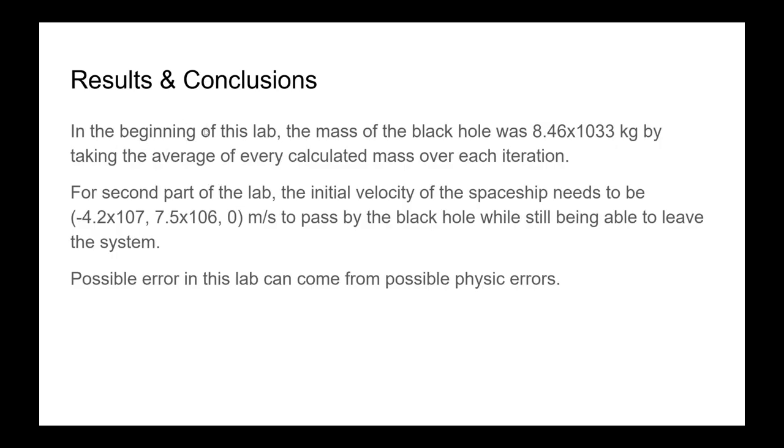In the beginning of this lab, the mass of the black hole was found to be 8.46 times 10 to the 33 kilograms by taking the average of every calculated mass over each iteration. For the second part of the lab, the initial velocity of the spaceship needs to be negative 4.2 times 10 to the 7th, 7.5 times 10 to the 6th, 0 meters per second to pass the black hole while still being able to leave the system. Possible error in this lab can come from possible physics errors.